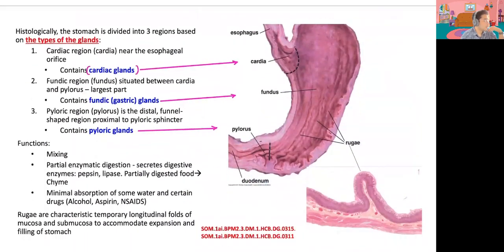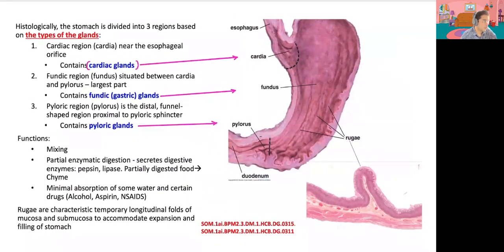Okay. Three types of glands you need to know: cardiac glands, fundic gastric glands, and then pyloric glands. Obviously, you know your pyloric glands very well. You know your fundic glands very well. The cardiac glands are more neutralizing in nature because you don't want acid to come up and mess up your esophagus, right? So that's not good.